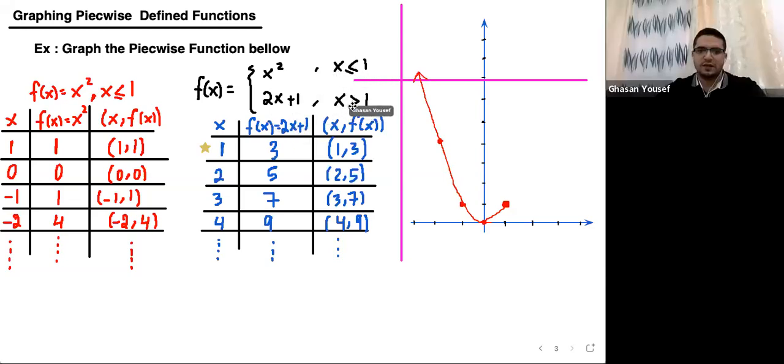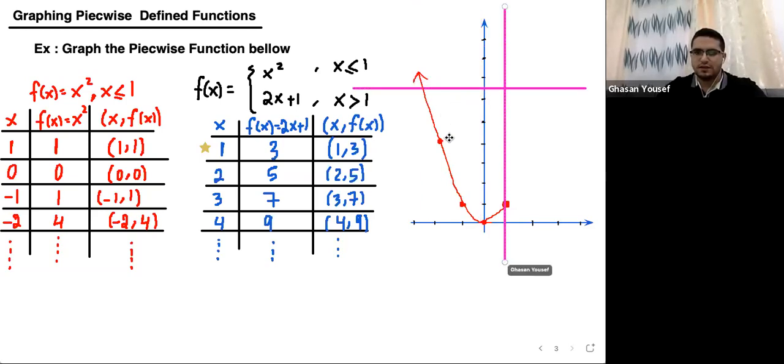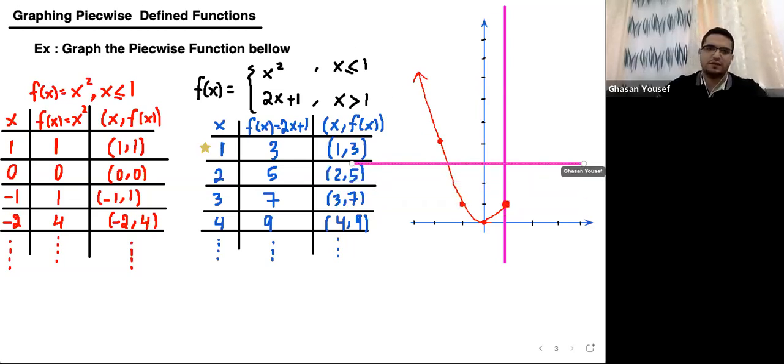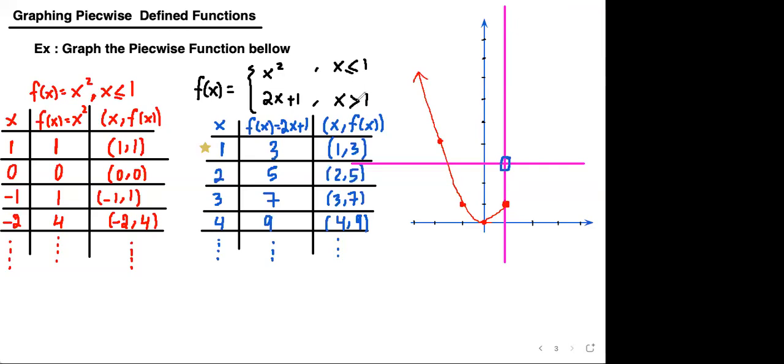But for the second one, x is greater than 1, so x equals 1 will not be included. This means it should be an open circle. At 1 and 3 it should be an open circle. So here is the 1 and here is the 3. 1, 2, 3, this is the point. So the point here should be an open circle, like this. Why? Because I have the star and this is not included.